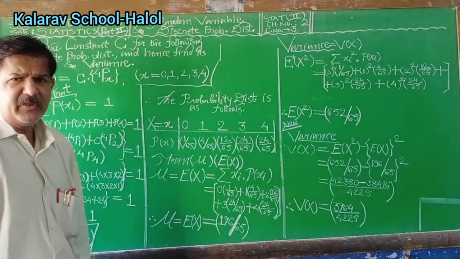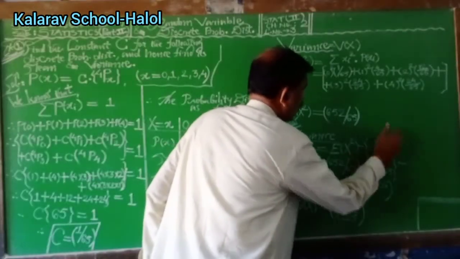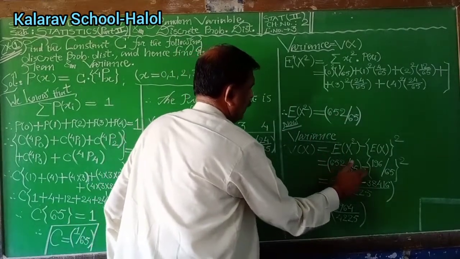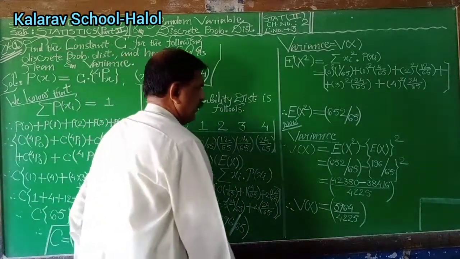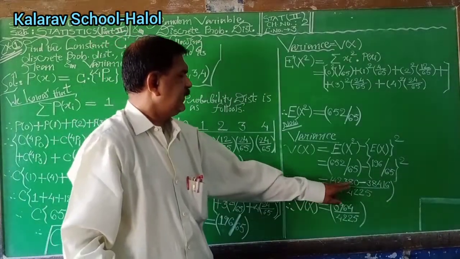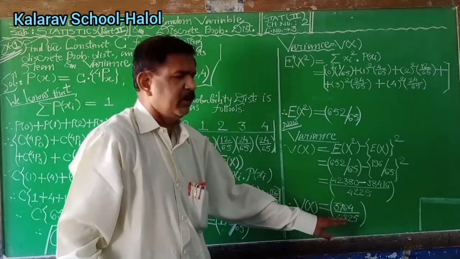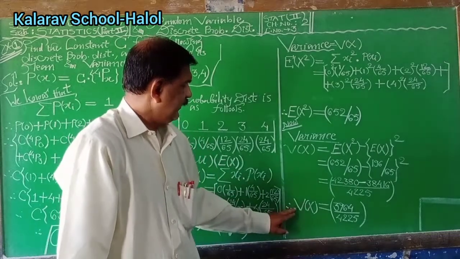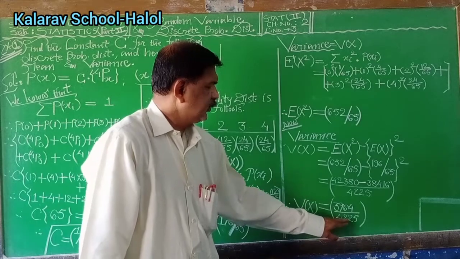But this is not variance of x. Variance of x can be determined by V of x, E of x square minus E of x whole square. This is 652 upon 65 minus 196 upon 65 whole square. If you simplify this, you will get 42,380 minus 38,416 upon 4225, square of 65. By taking LCM and by simplifying, you will get variance of x as 3964 upon 4225.